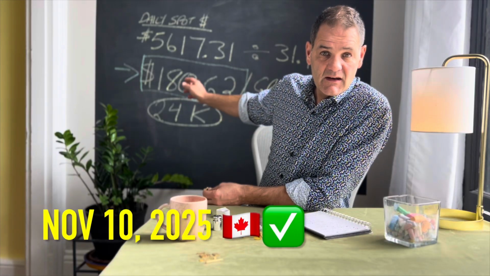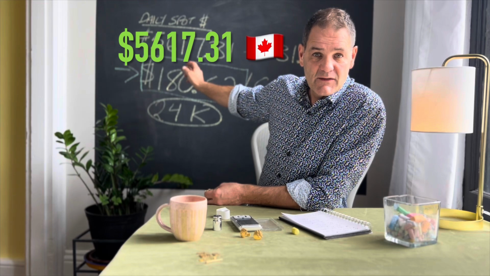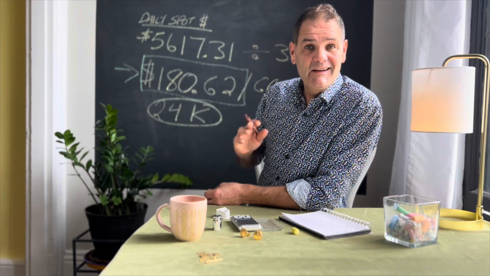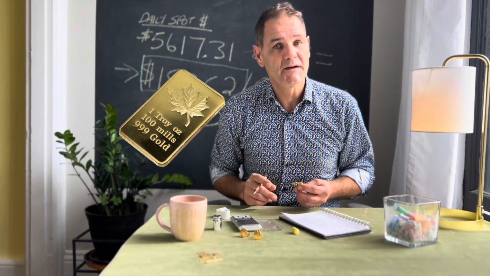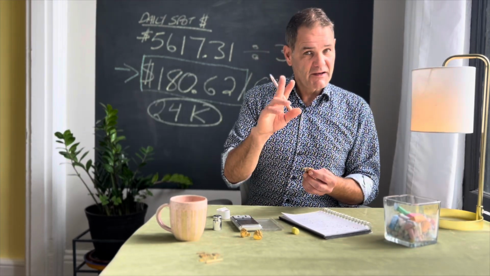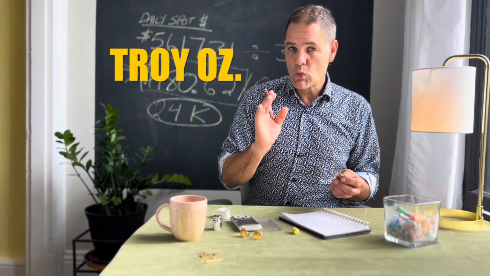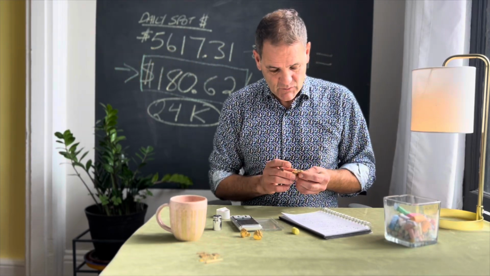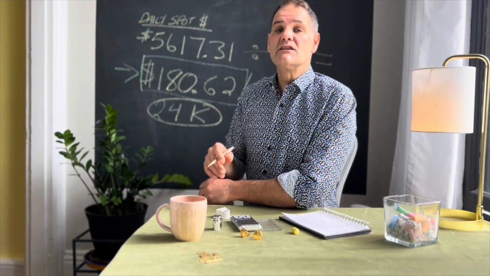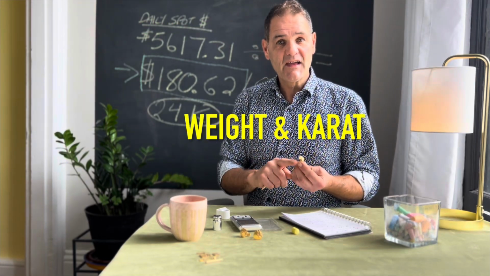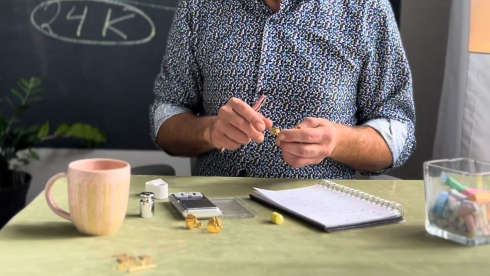So today in Canada, the daily spot market price is $5,617.31 Canadian for 1 troy ounce, and that's 31.1 grams. Not like your baking ounce, which is 28 grams. All precious metals are weighed in troy ounces. Once you know the daily spot market price, you need to know the weight and the carat and the calculation to understand the true value.